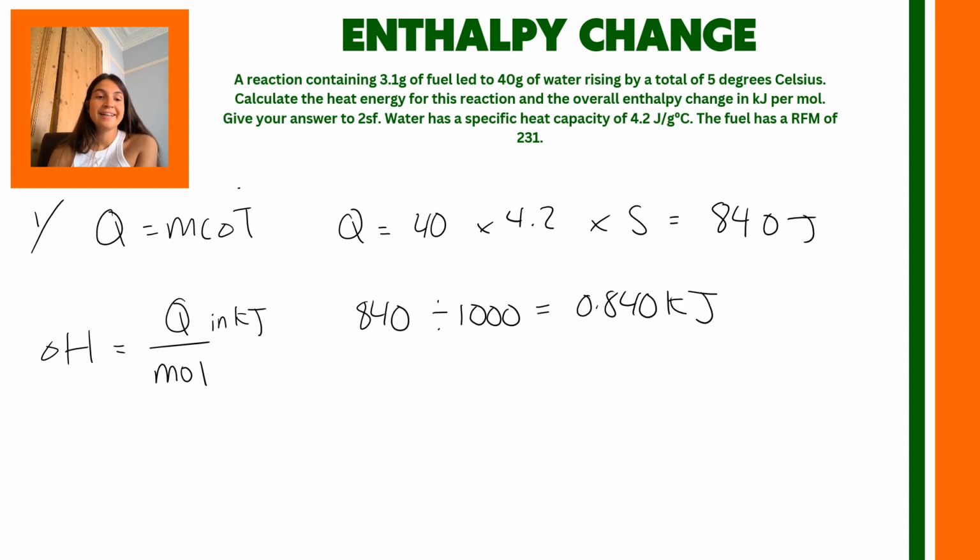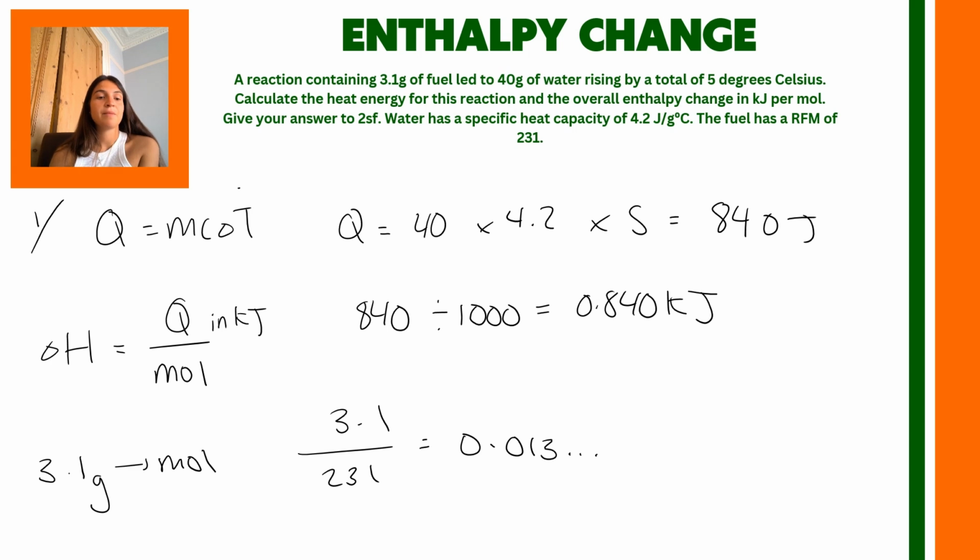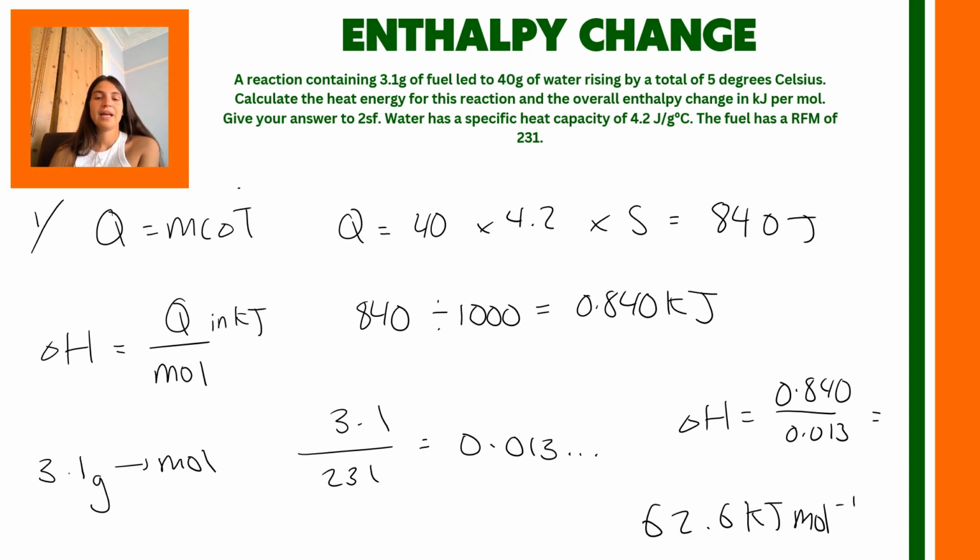And so firstly, I need that Q in kilojoules, so 840 divided by 1,000 to convert from joules into kilojoules, 0.840 kilojoules. And then 3.1 grams of fuel into moles. I need to remember my work going between mass and moles and know that it's my mass divided by my relative formula mass, given for us as 231, gives me my number of moles, 0.013, etc. Change in enthalpy, 0.840 divided by 0.013, 62.6 kilojoules per mole. But I was asked for it to 2 significant figures, so 63 kilojoules per mole.